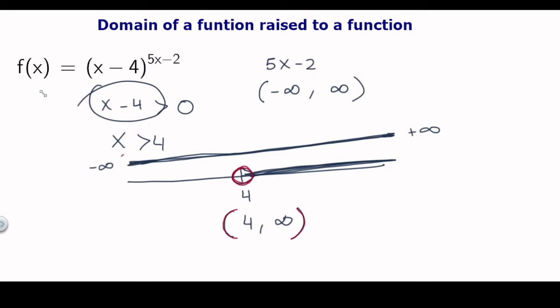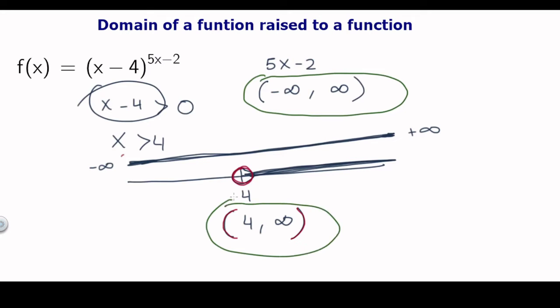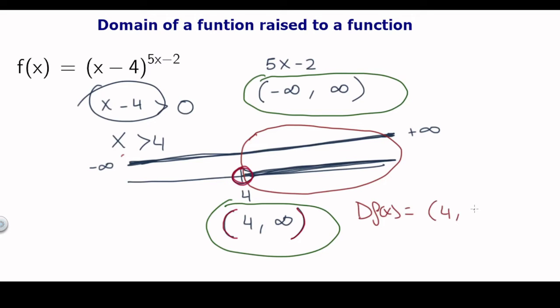We are dealing with a combination of 2 functions, so the domain of the whole thing will have to be the intersection of the domains of both functions. This involves identifying the common regions where both functions are defined, which is here. And the domain we were looking for is the open interval from 4 to infinity. It was easy. Let's go to the next example.